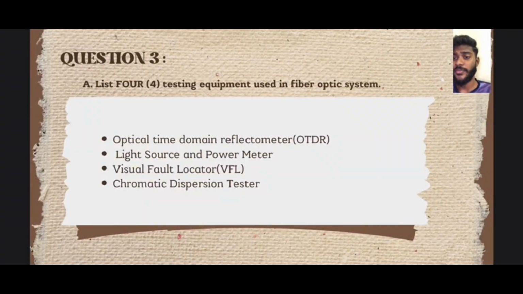Question 3 A. List 4 testing equipment used in fiber optic system. There are 4 equipments that we use in fiber optic system. The first one is optical time domain reflectometer, which is called OTDR. The next one is light source and power meter. The third one is visual fault locator, which is called VFL. The last one is chromatic dispersion tester.